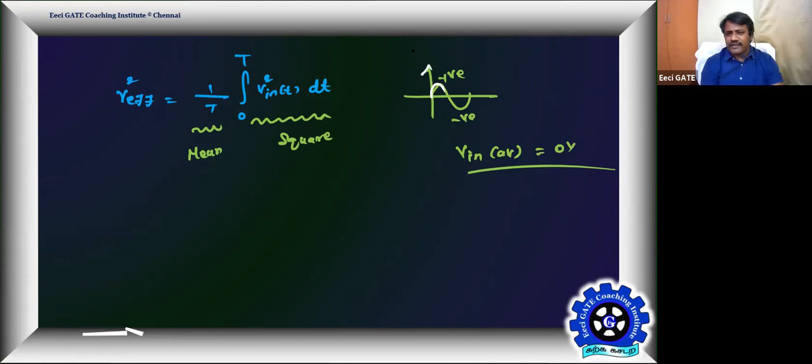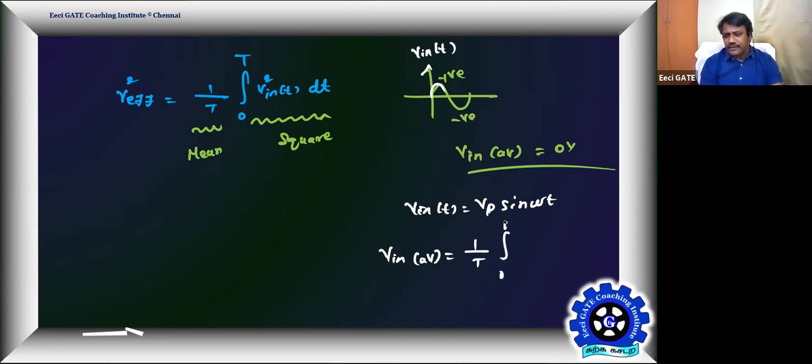Suppose let me go for this signal. This is my V in of t. So V in of t is equal to what? Vp sine omega t. Let me go for this average, the normal average. V in average is equal to 1 by T integral 0 to T V in of t into dt. That's a normal average. Here we are going for the squared average, squared mean.